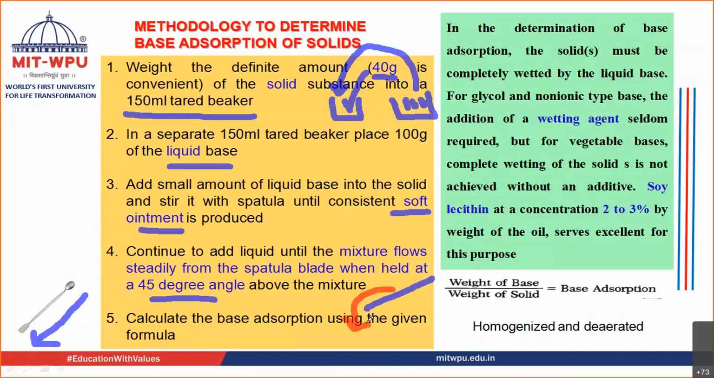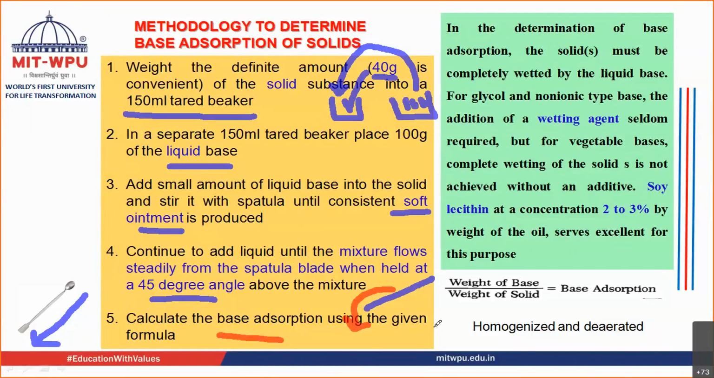So we can say it is a capsulatable material, because you require a capsulatable material. This mixture flows steadily from the spatula when you hold it at a 45-degree angle. When you see this, you can say the material is capsulatable, and now you calculate the base adsorption.